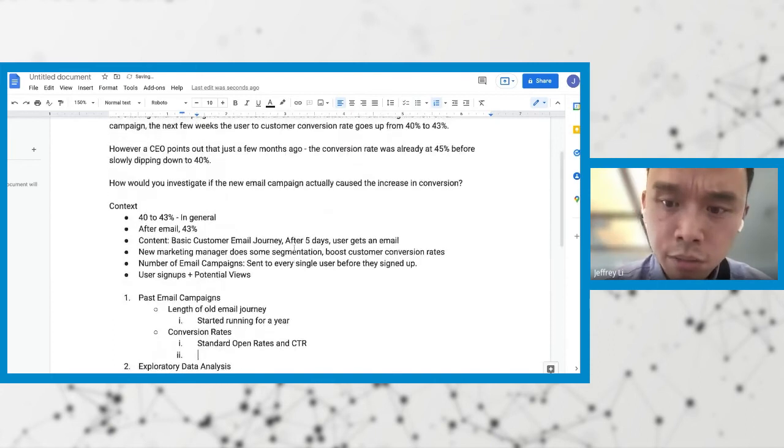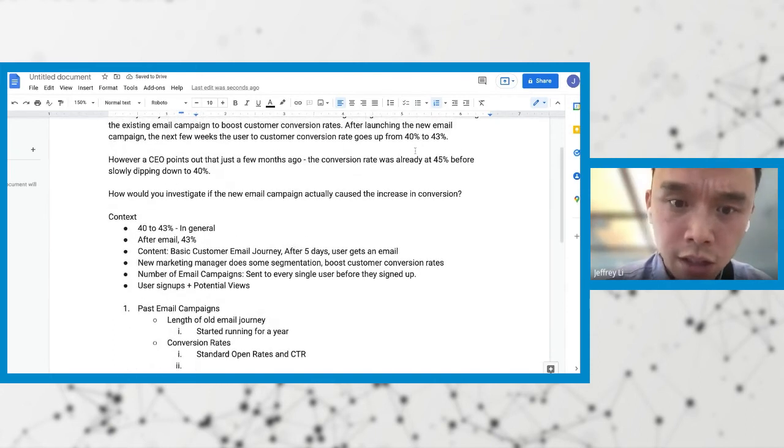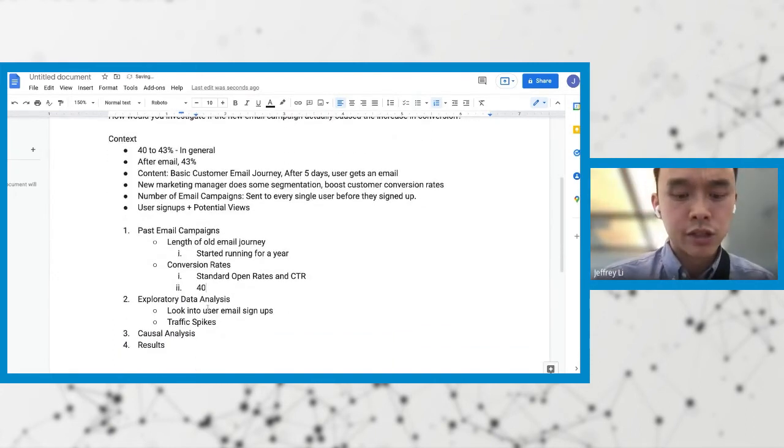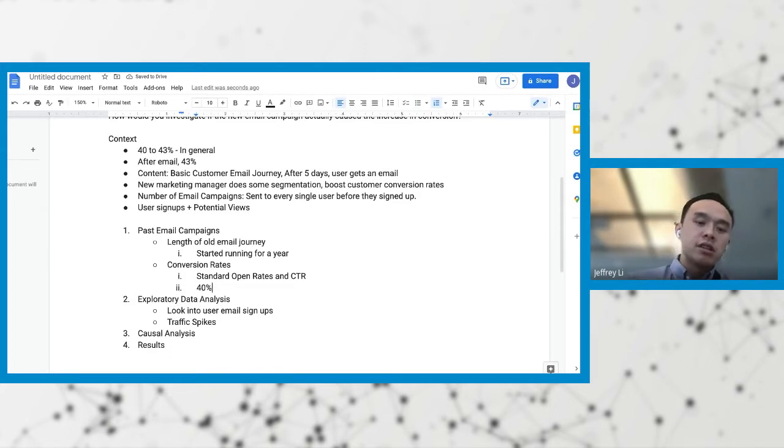Okay. And then you mentioned that it was around 40% when we last checked. Before you launched the new campaign, is there any info on the variance of this? Does this usually range from 40 to 41%, or is this usually 35 to 45%?